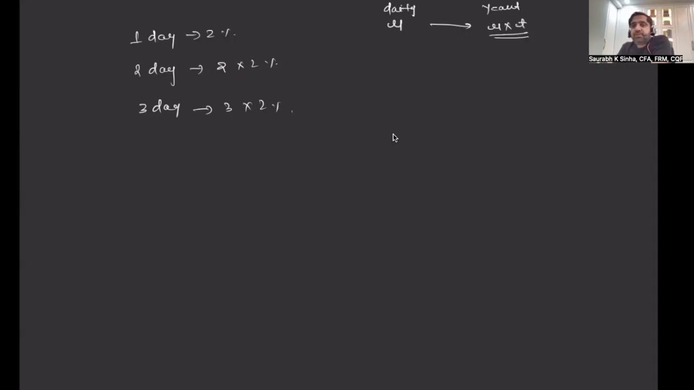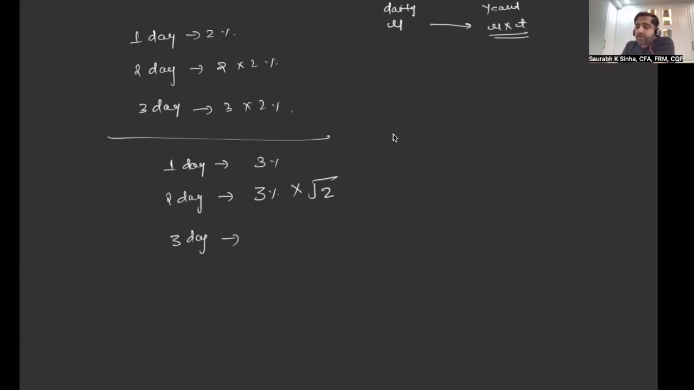But you cannot do this with standard deviation. If 1 day standard deviation is 3%, then 2 day standard deviation would be, do you remember the discussion? The 2 day standard deviation would be 3 into square root of time. 3 day standard deviation is going to be 3 into square root of time. 4 day standard deviation would be 3 into square root of time. How did we get this? Do you remember what the derivation was?